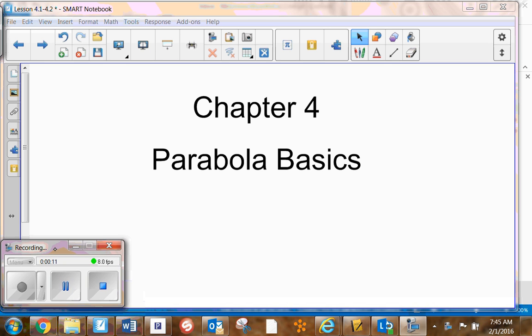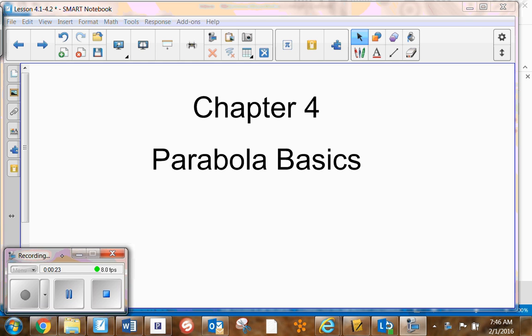So here we go, parabolas. Do you know off the top of your head what makes parabolas? What kind of equations, what kind of functions? Quadratics, very good, quadratics. So here we go.